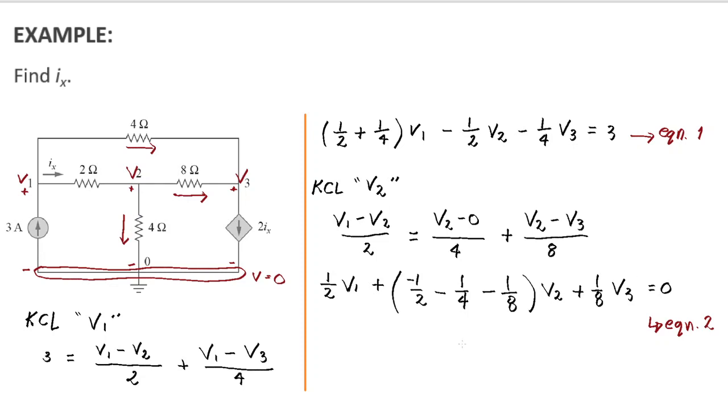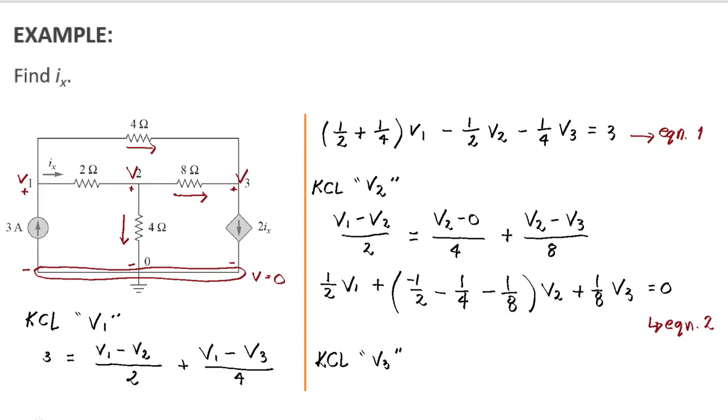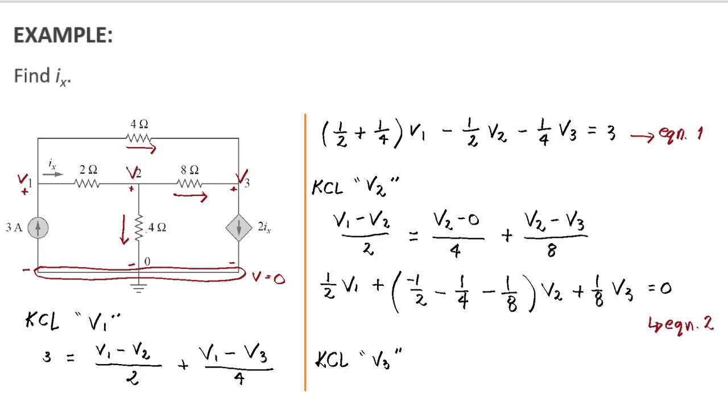How about for equation 3? So for equation 3, we will have KCL at node V3. And our equation would be current entering the current that passes through the 8 ohm resistor. So wait, I will erase some parts first. Okay, let's just do it this way. So KCL at V3, we have the current on the 8 ohm resistor. We have there V2 minus V3, tail minus head, over 8.